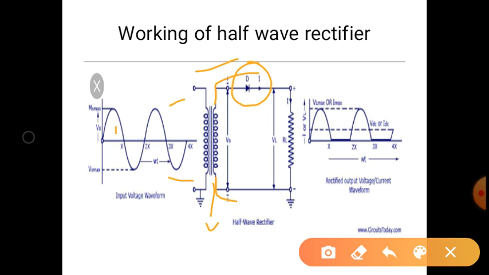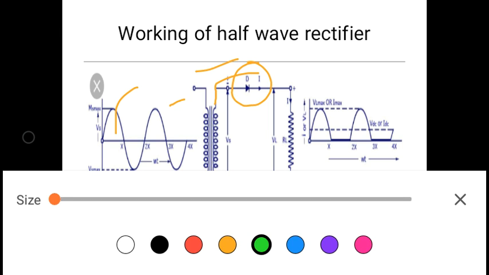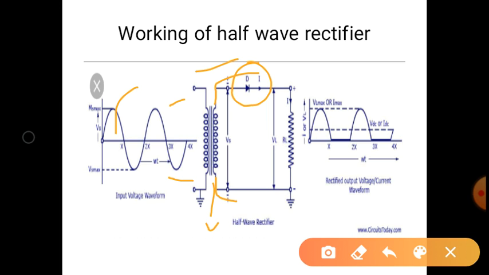Under this positive half cycle, this terminal is said to be positive and this is said to be negative. So this positive terminal is connected to the anode terminal of the diode and negative is connected to the cathode terminal of the diode. So the diode under this positive half cycle is in forward bias condition. It means it will be acting like a short circuit.